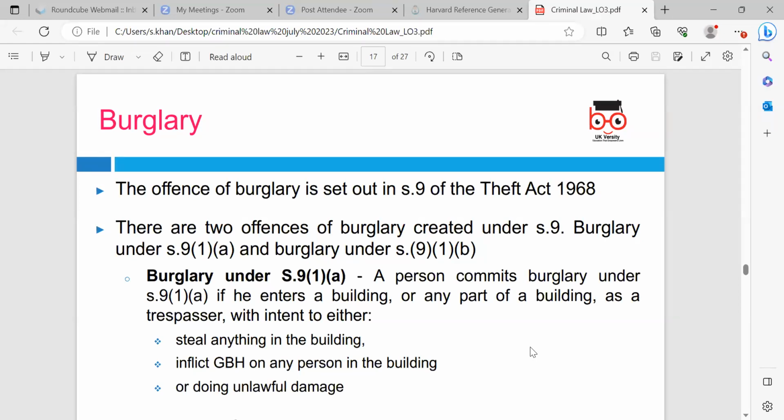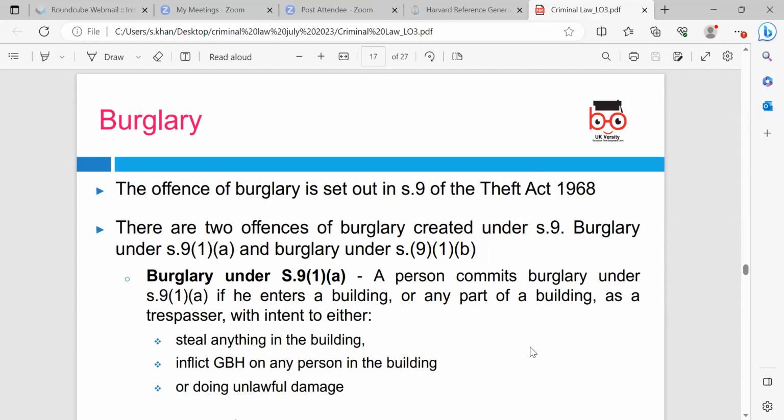If it is decided that it is less serious, it will be heard in the magistrates' courts where there's no jury. If it's more serious, it will go to the Crown Court to be heard by a judge and a jury. There are two offences of burglary created under Section 9, burglary under Section 9(1)(a) and burglary under Section 9(1)(b).